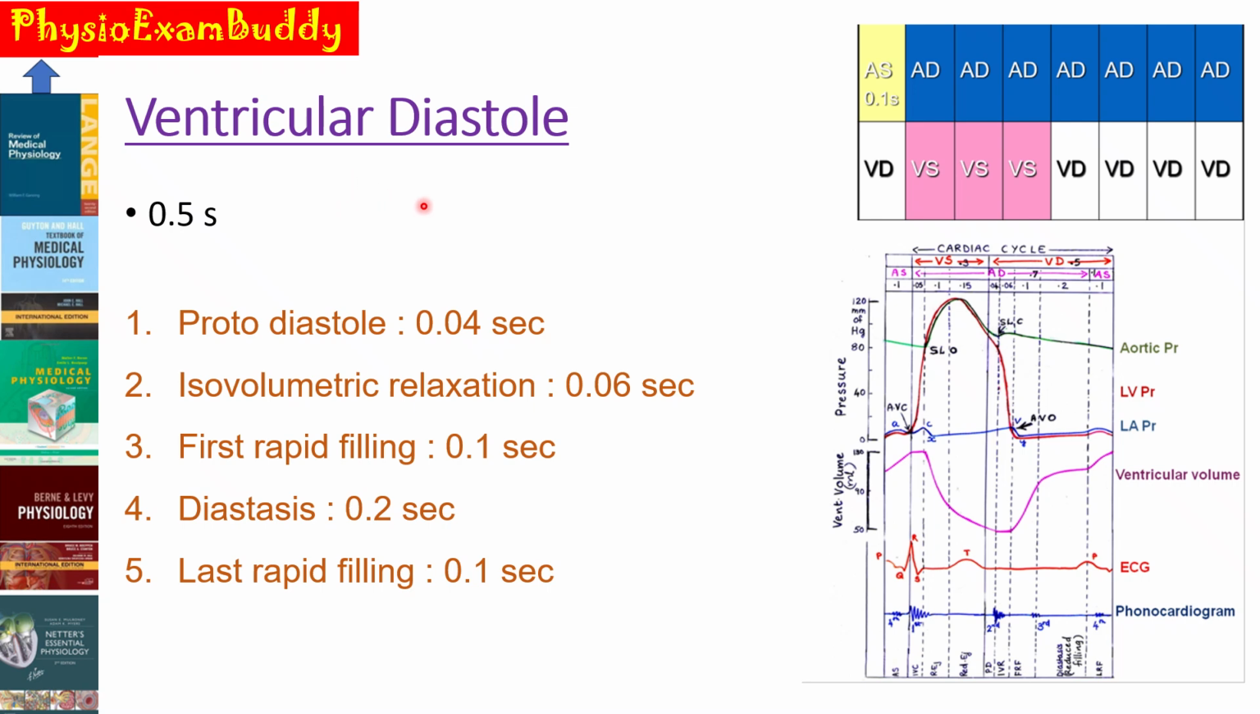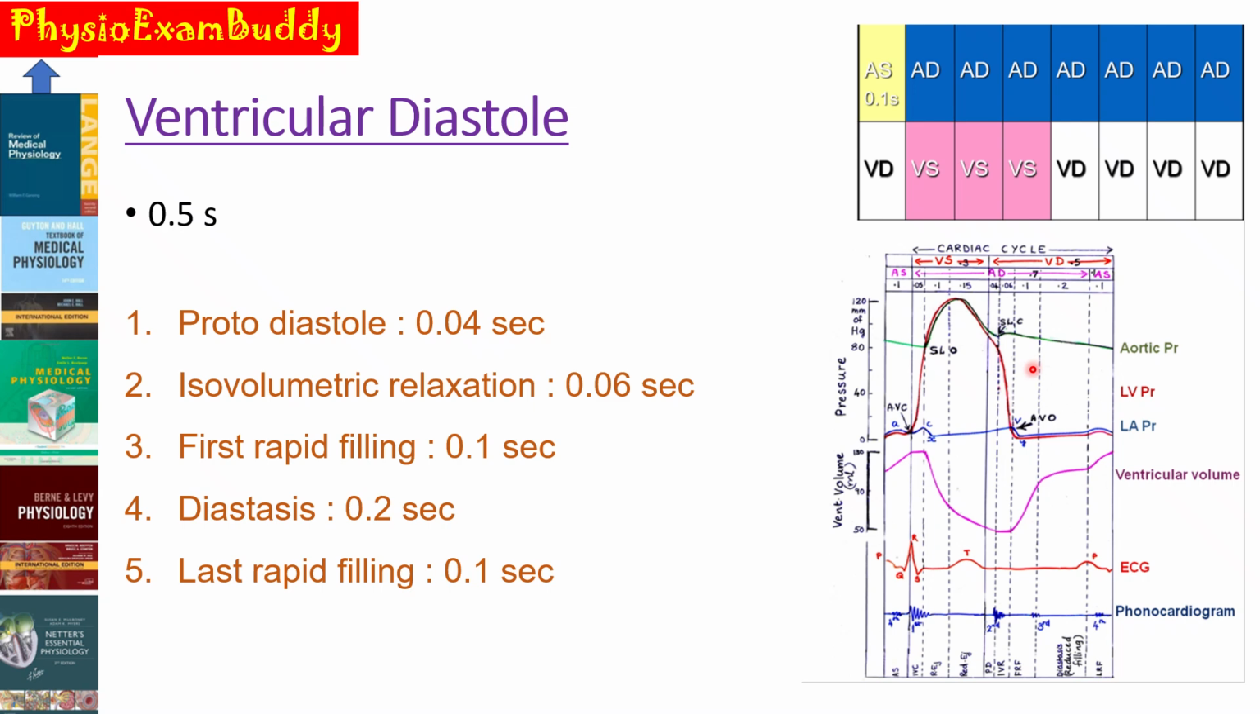Next is ventricular diastole. So we have finished with the ventricular systole. Now we are moving on to the ventricular diastole. You can see here, 1 square is 0.1. Ventricular diastole lasts for about 0.5 seconds, and we can classify it into these phases. It is subdivided into protodiastole, which lasts around 0.04 seconds, this narrow area, followed by isovolumetric relaxation for about 0.06 seconds. In total, the protodiastole and isovolumetric relaxation come in this square.